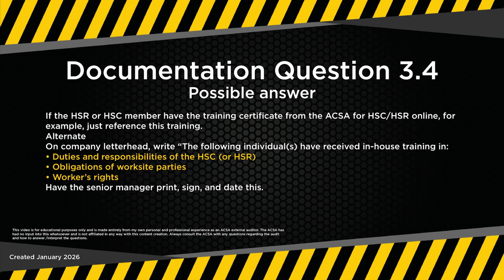A possible answer for 3.4 is that they can have training certificates from the ACSA or from some other training agency that deals with HSCs or HSRs. An alternative is, on company letterhead, you can write the following: the following individuals have received in-house training in the duties, the obligations, and worker rights, and then have a senior manager print, sign, and date this. That will evidence as documentation that you've done the training in-house, because that is permissible at this point.